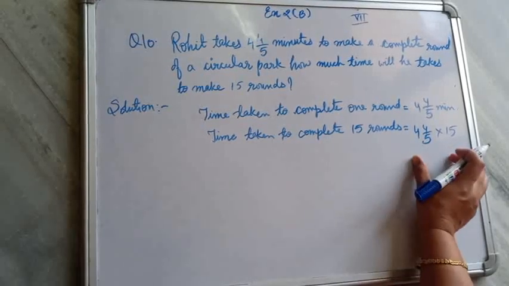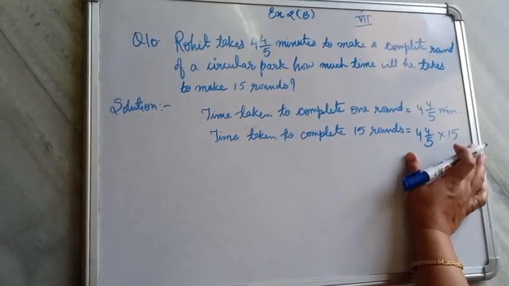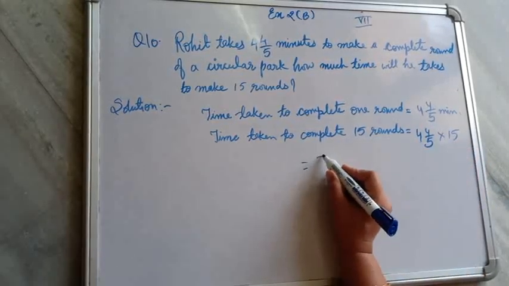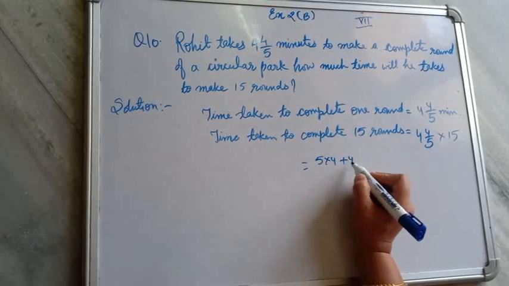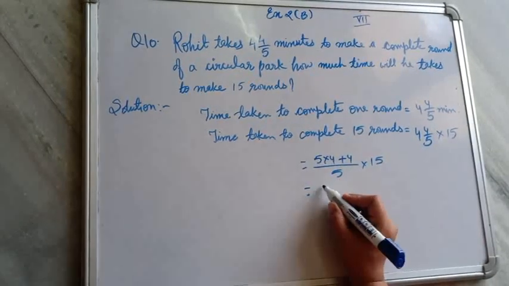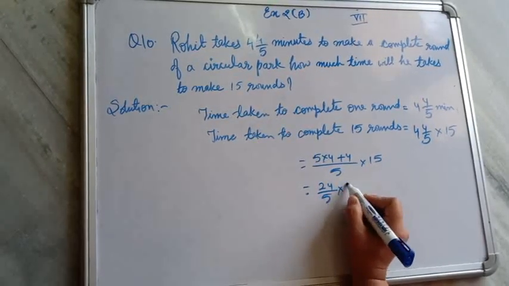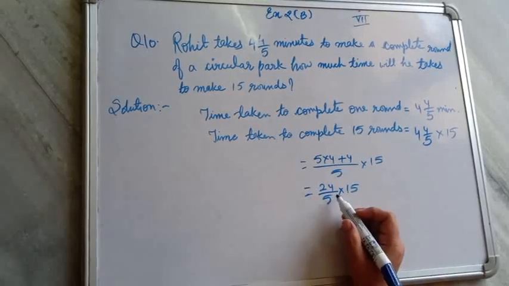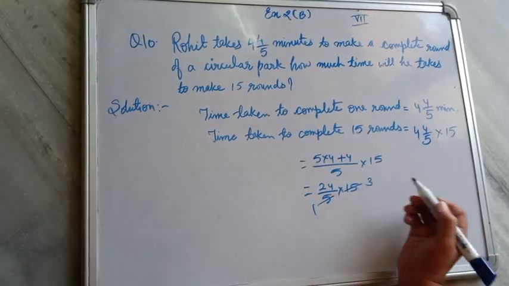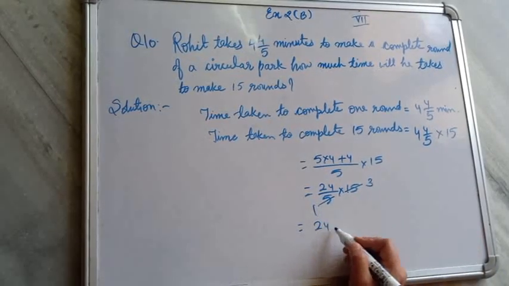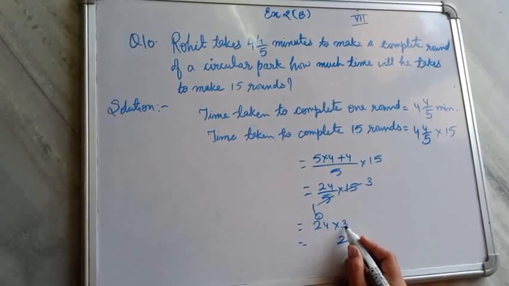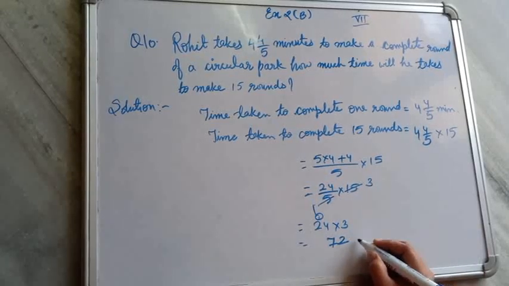Now again it is in mixed fraction, we have to convert it into improper fraction. So 5 fours are 20, 20 plus 4, you can write it like this, 5 multiplied by 4 plus 4 upon 5 multiplied by 15. 20 plus 4, 24, 24 upon 5 multiplied by 15. So as we can see that 5 and 15 can be cancelled. 5 ones are 5, 5 threes are 15, 3 times cancelled. 24 multiplied by 3, 3 fours are 12, 1 carry, 2 threes are 6 plus 1, 7, 72 minutes.